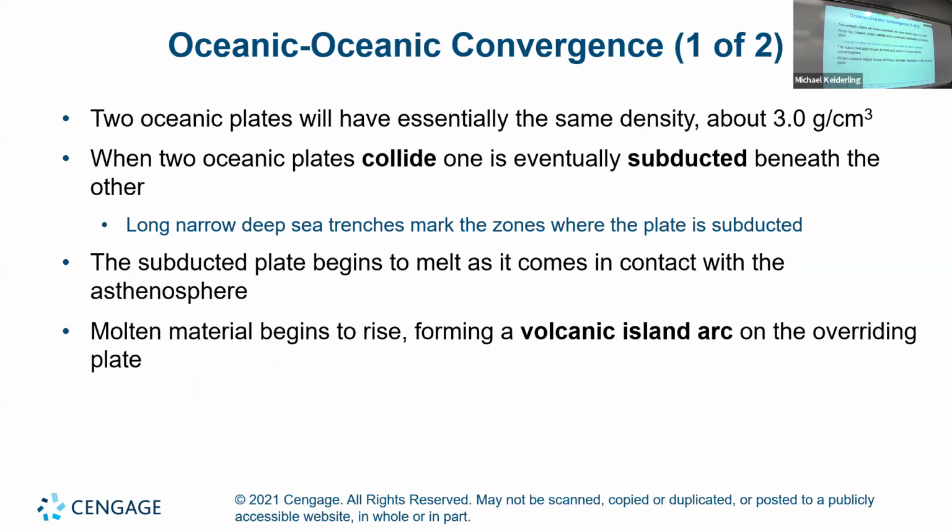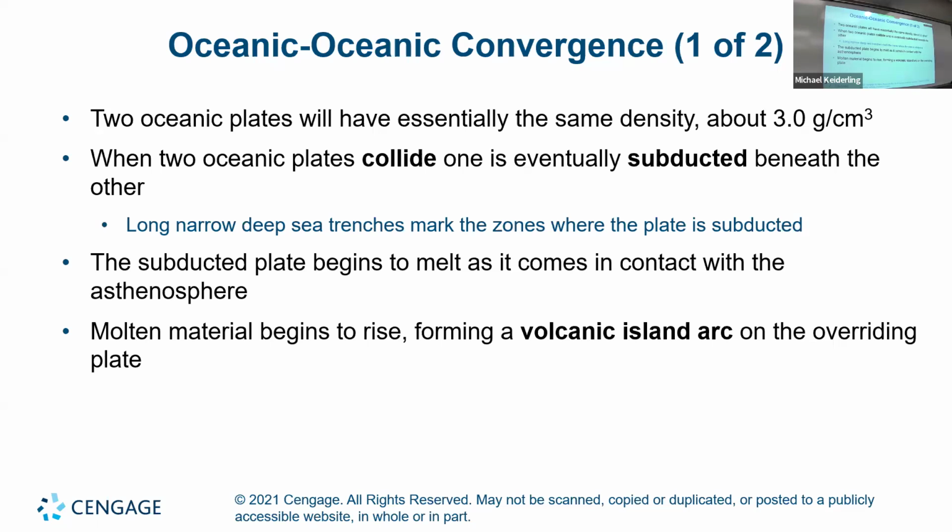So if you have an oceanic-oceanic convergence, you have two plates that are roughly the same density. When they combine, one of them will go under the other. Usually it's the older one, which is likely to be slightly denser, and that's the one that sinks under the other one. But there can be other factors involved. When this happens, you tend to get long, narrow, deep sea trenches. The deepest spot in the ocean is one of these trenches, the Marianas Trench. And they mark the zone where one plate gets subducted under the other.